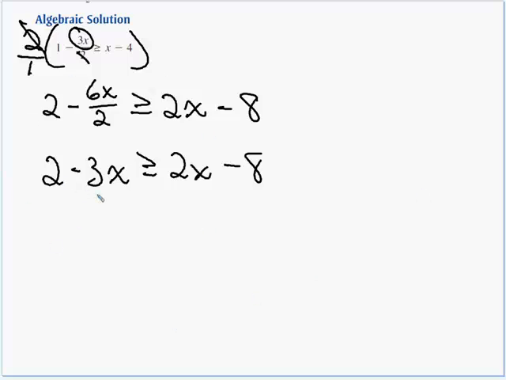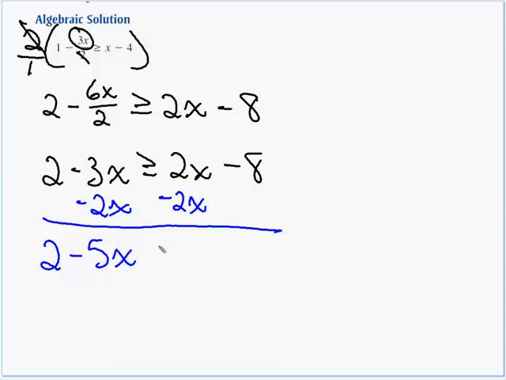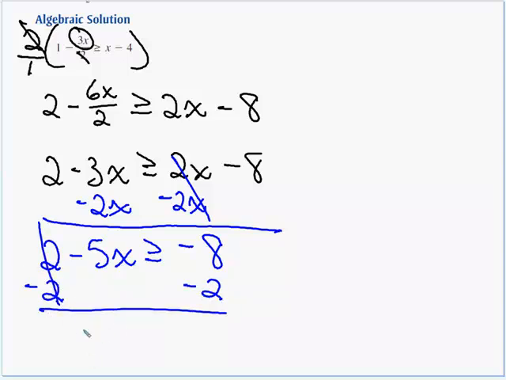Okay, I want to get my variables on the left, and I got a 2x over here, so let's subtract 2x. And now we have 2 minus 5x is greater than or equal to negative 8. Let's subtract 2 from both sides. And now these cancel. Minus 5x is greater than or equal to negative 8, and negative 2 add up to negative 10.